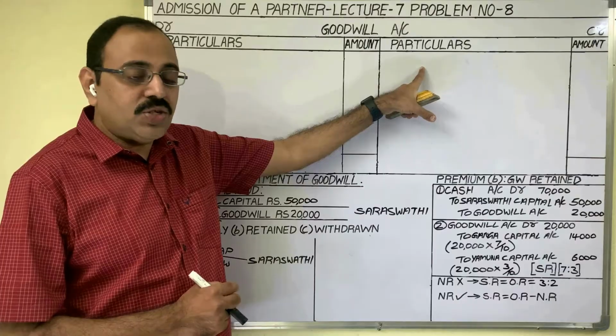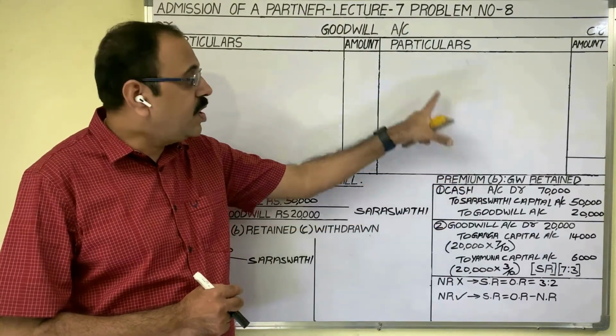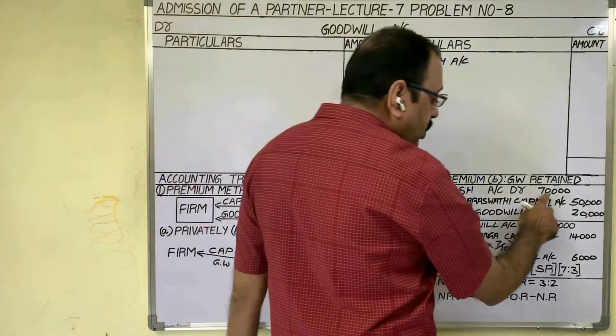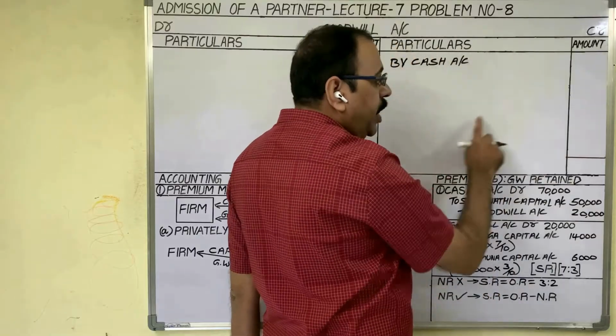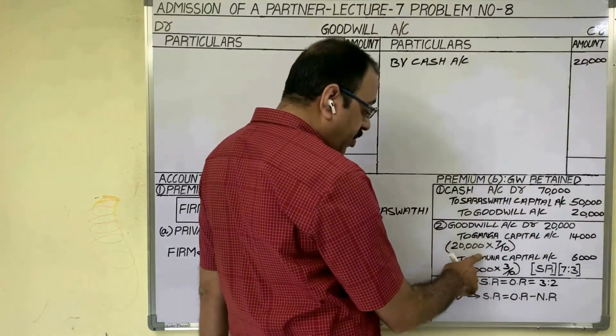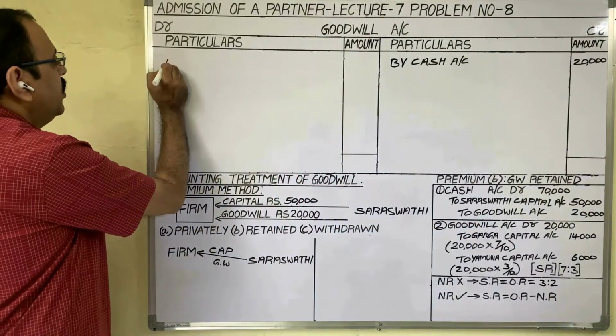Therefore, this first entry, on the credit side we have to post. What to write in the particulars column? On the other side, the debit side, we wrote cash account, now write that: By cash account. But don't write the cash amount of 70,000 rupees. We are preparing the goodwill account now. The goodwill amount, 20,000, we should write. Come to the second entry. Goodwill account is debited. So on the debit side we have to post this entry.